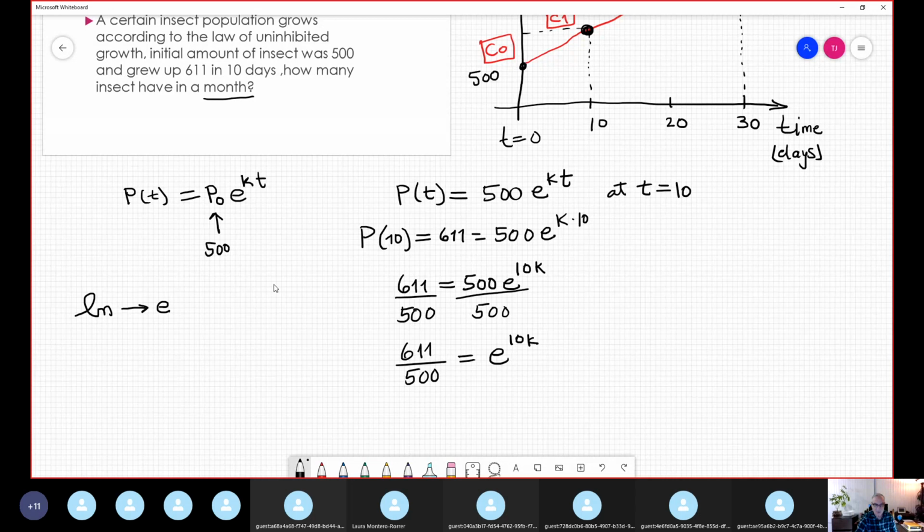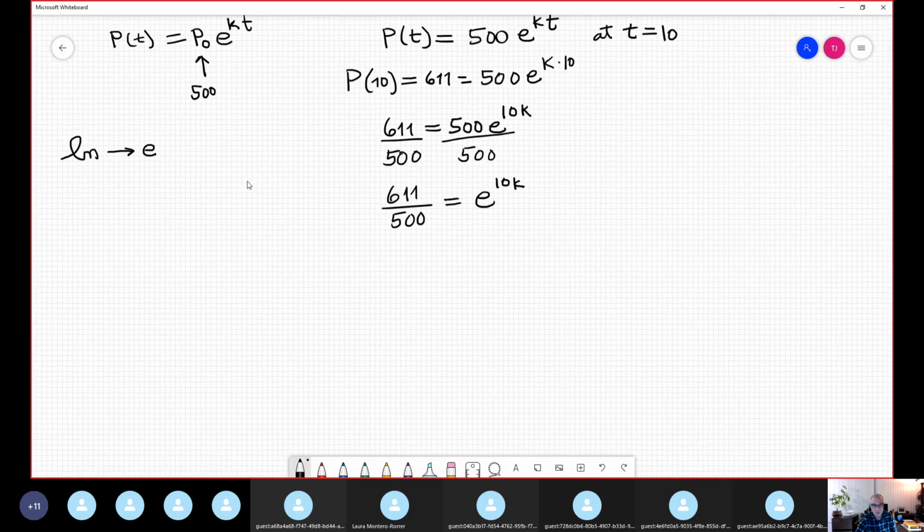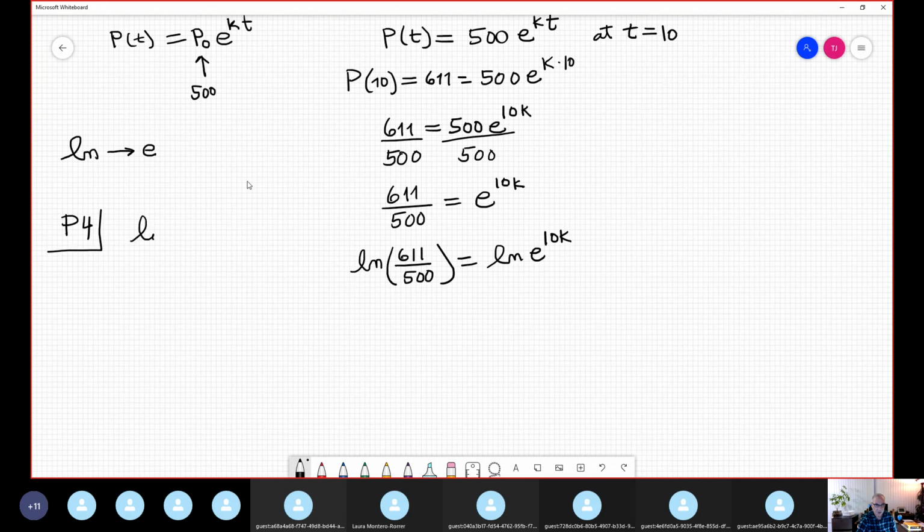Now we are ready to apply the logarithm to both sides. When you apply the logarithm to both sides, ln of 611 over 500 is equal to ln e to the 10k. Do I remember property number 4? I guess so. Property number 4 looks like that: the logarithm in any arbitrary base of the exponential is equal to x. In other words, the logarithmic function and the exponential function cancel out each other, normally because they are inverse functions. Specifically, in our example, there is no arbitrary base: ln e to the x is equal to x.